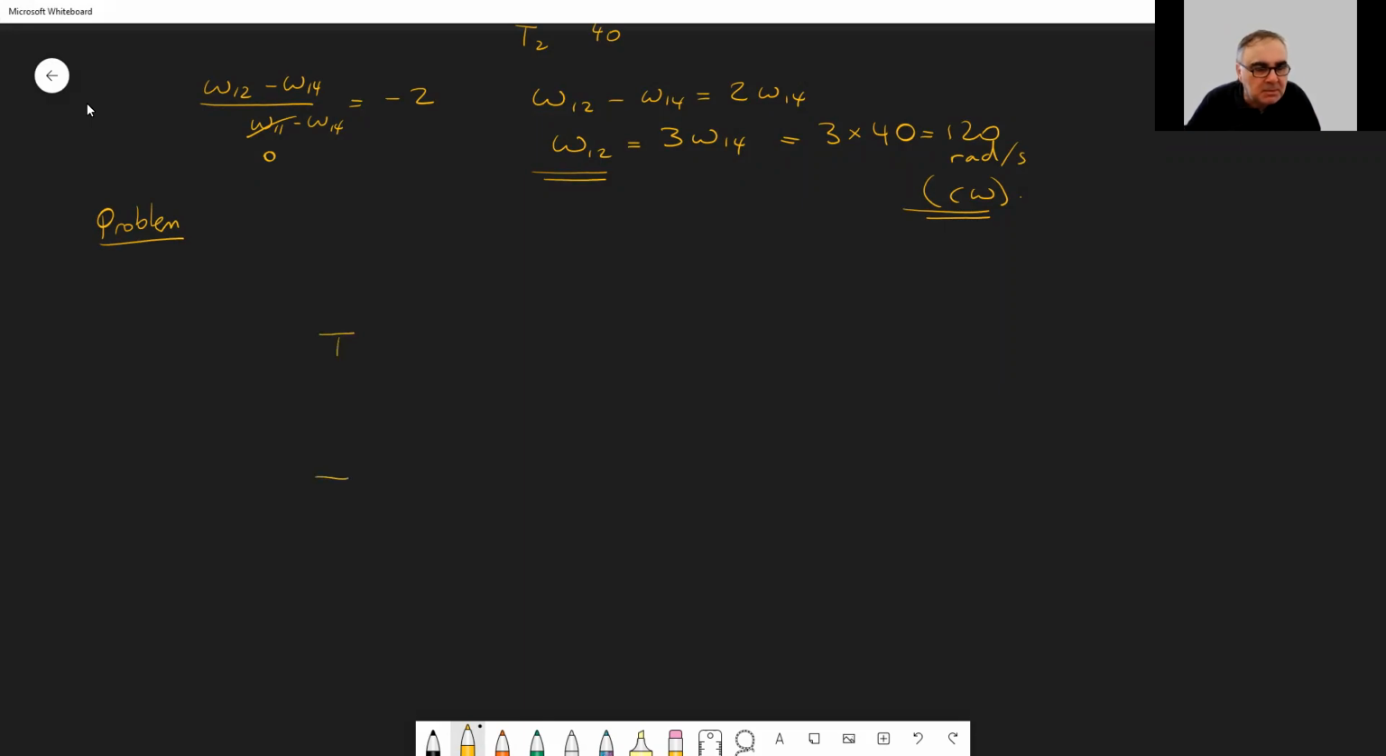There is one sun gear here, but this sun gear is fixed, and it has 90 teeth. On top of it, there is a planet here that has 20 teeth. Okay. It is connected to an arm, like this.